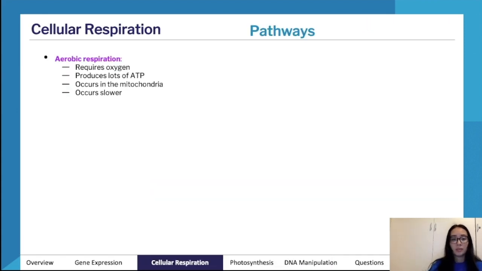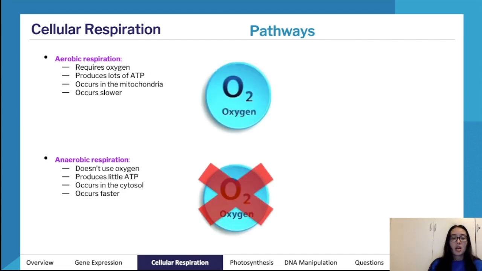So, we've got a few pathways here. My laptop's a bit slow. We've got 2 pathways for cellular respiration, either aerobic or anaerobic. Aerobic, I just think air, sounds like air, like we breathe in air. This is respiration which requires oxygen, and it produces lots of ATP. It occurs in the mitochondria, and it occurs quite a lot slower than other pathways.